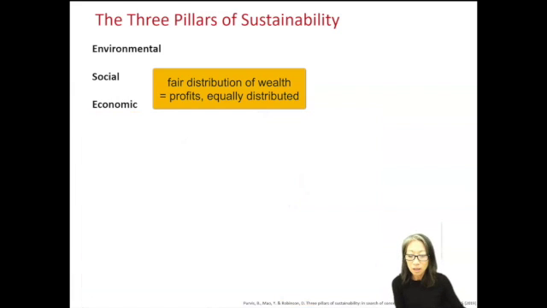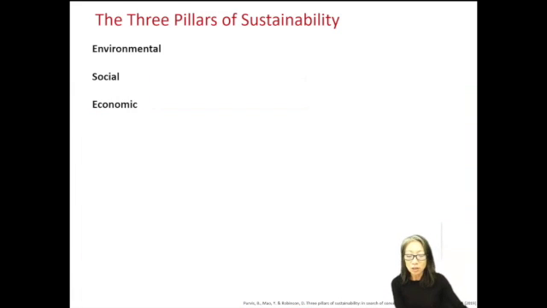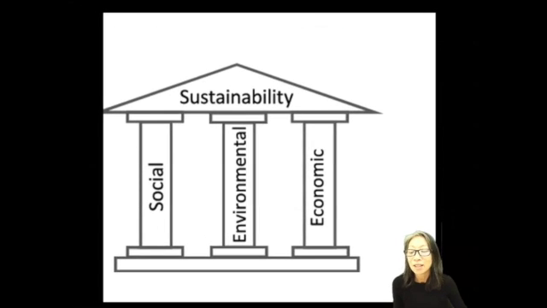For the economic criteria to be met, this has to have a fair distribution of wealth, not just for some, but for all. So each of these has an individual definition, but to be sustainable means that all 3 criteria have to be met. So this shows the social, environmental, and economic as pillars. And all three pillars have to be equal. They have to have equal height. They have to have equal importance for an action, activity, or process to be sustainable.